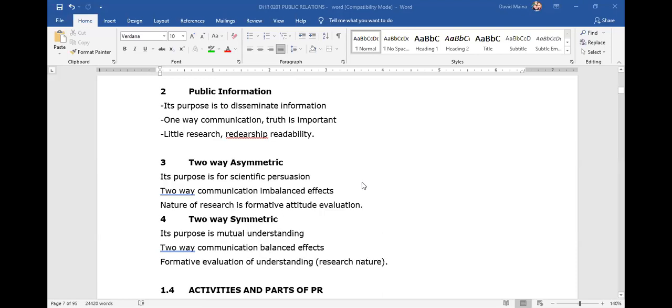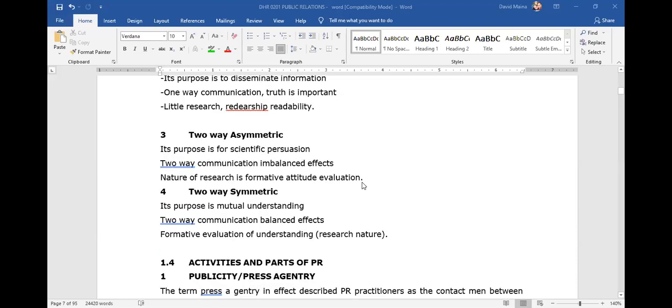Then there is two-way asymmetric. Its purpose is scientific persuasion. There is two-way communication, but you realize that this communication is not balanced. When you talk about unbalanced communication, you are receiving little feedback from one side. There is one that is giving you more information than the other. Like when you hear of go and get the vaccine for coronavirus. That is two-way asymmetric.